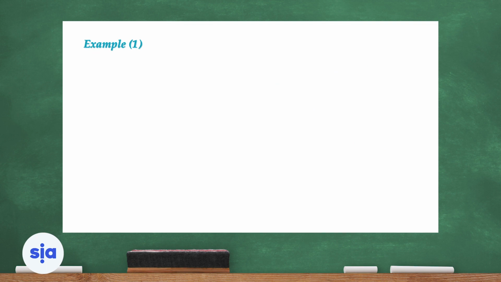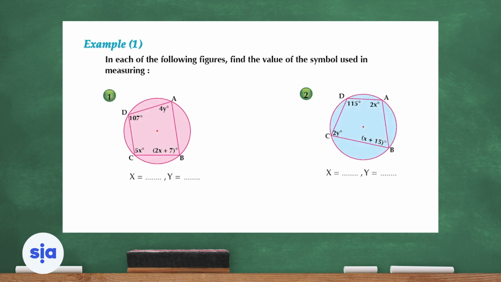Let's move on to example number 1. In each of the following figures, find the value of the symbol used in measuring. So in question number 1 and also in question number 2, the question wants us to find the values of x and y. Let's go to question number 1 and see how we can find the value of x and then for y.